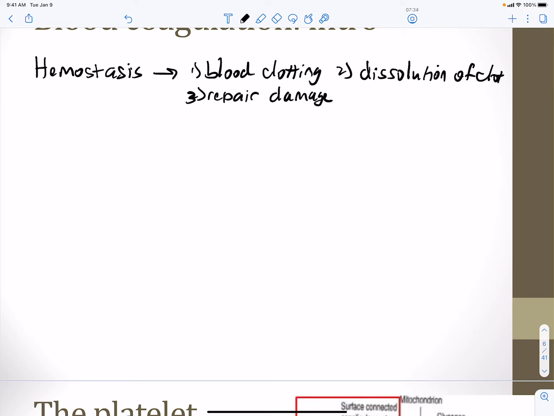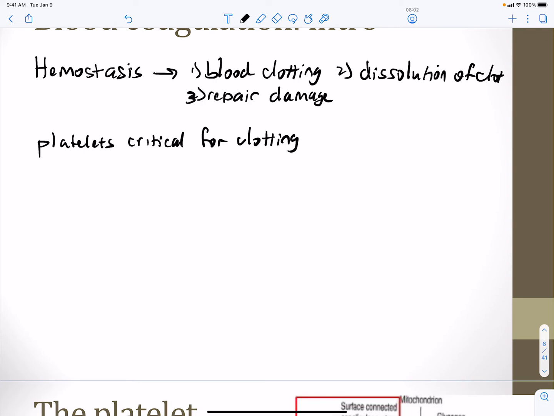Now, platelets are going to be critical for clotting. Platelets are not cells, but they are one of the important aspects of the serum proteins that are going to be critical for clotting. And so everybody pretty much knows that.